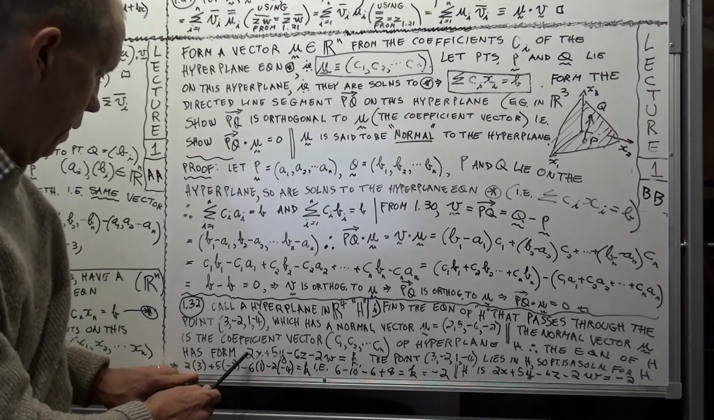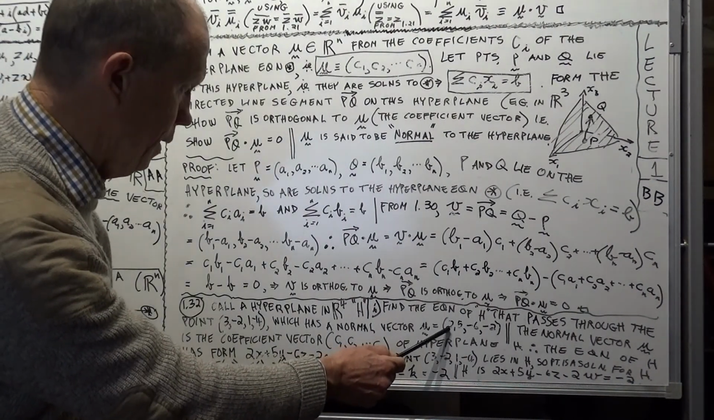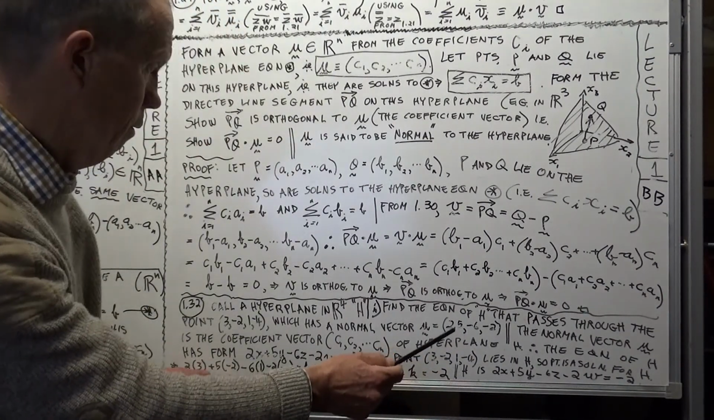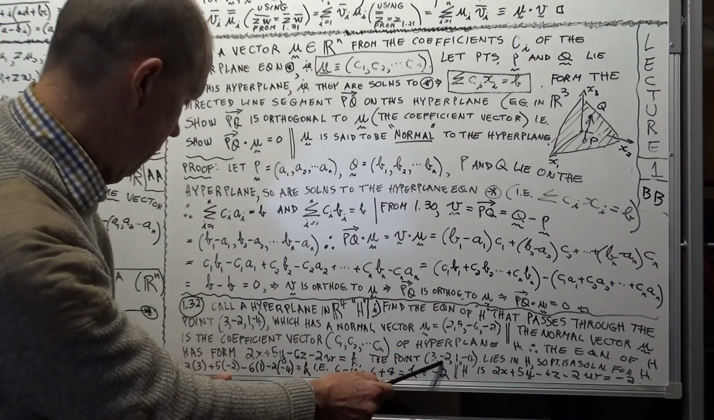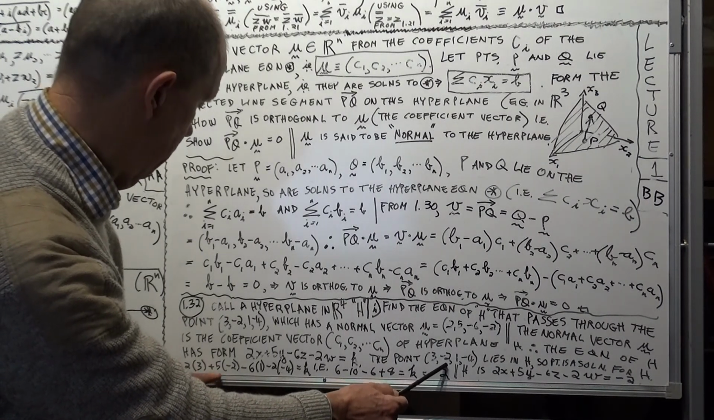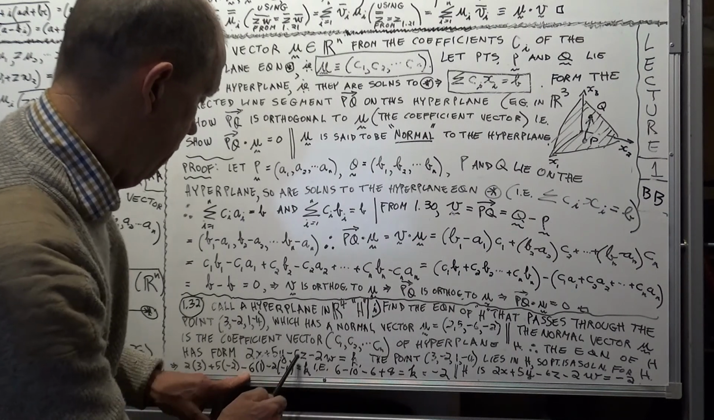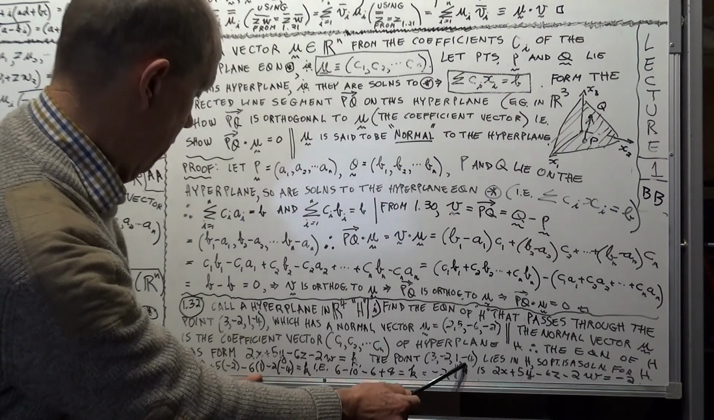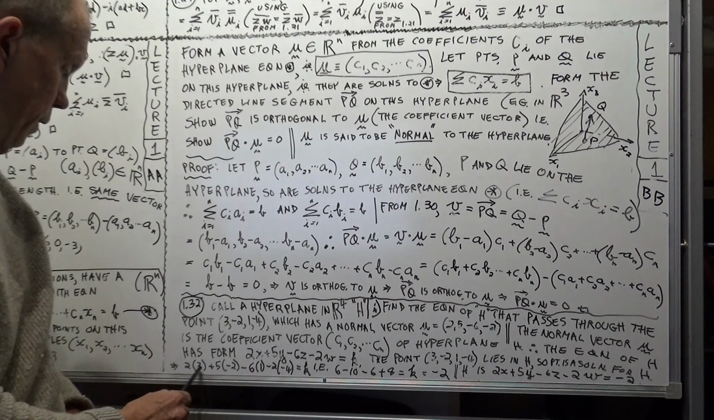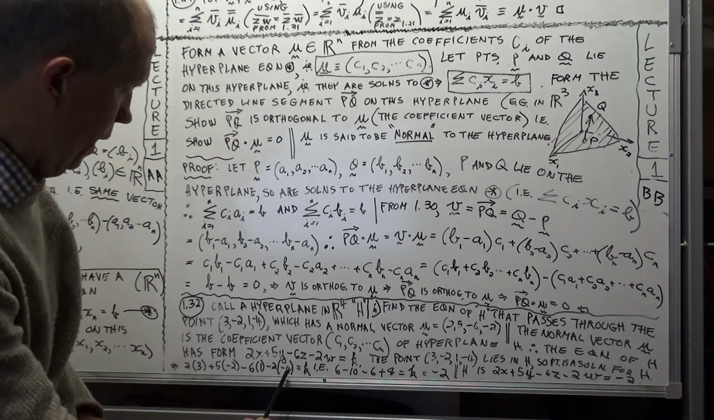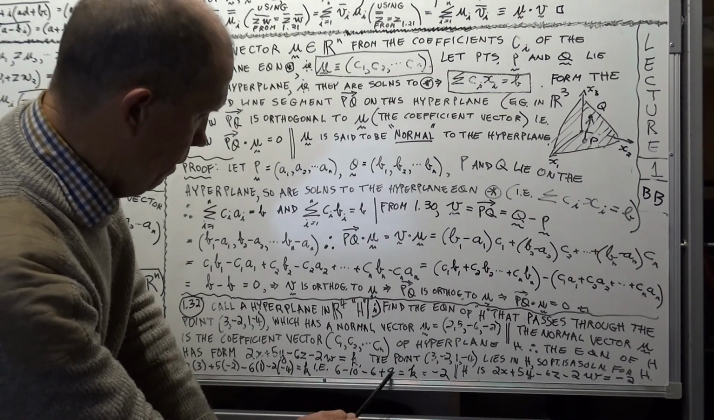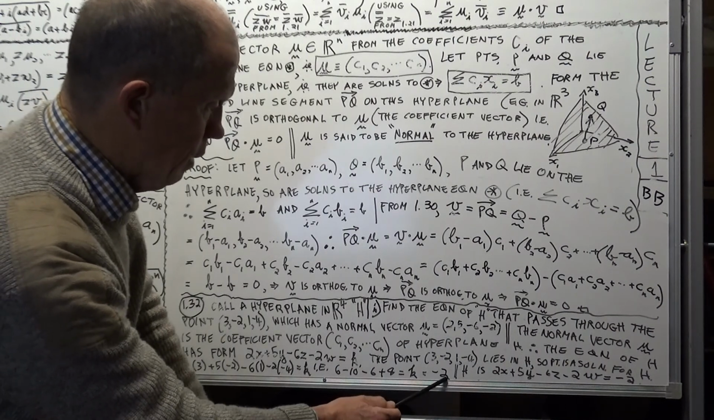So it'll be 2 times 3, plus 5 times minus 2, minus 6 times 1, minus 2 times minus 4. So 6 minus 10 minus 6 plus 8. The 6's cancel, and minus 10 plus 8 is minus 2. So k equals minus 2.